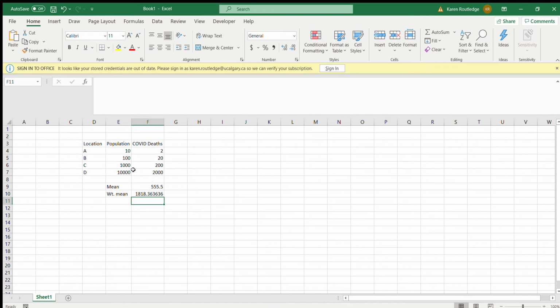I mean, sure, location D had a larger population, but should it be more important in this data set? Like, does that make sense for the question that we're asking? Specifically when we're looking across all 4 locations and we want a number of deaths? I would say probably not. And honestly, neither of these values do a particularly good job of characterizing COVID deaths across the 4 locations.